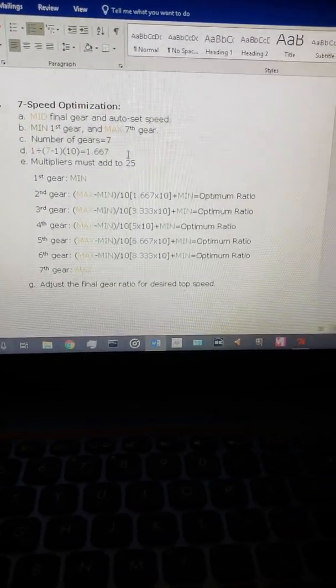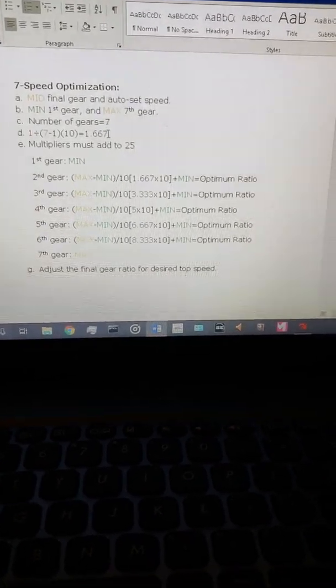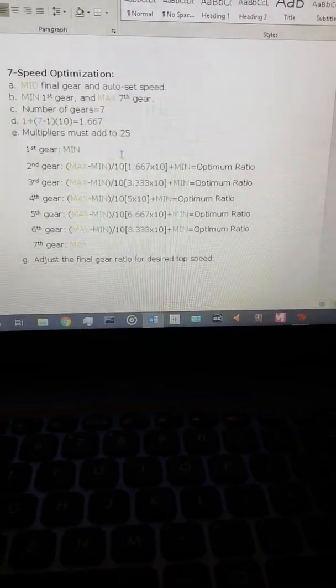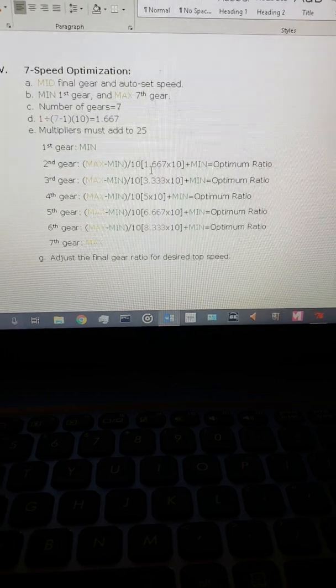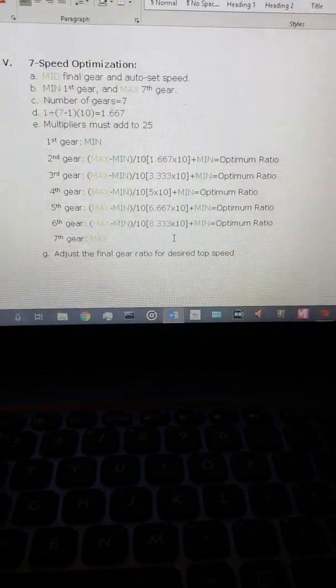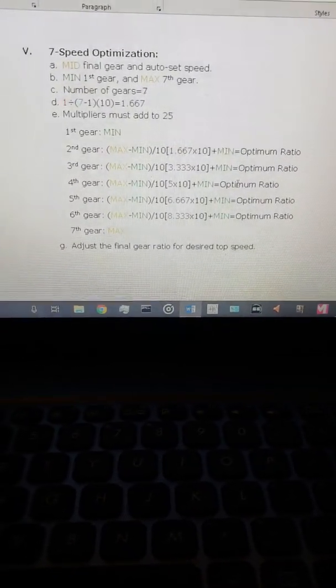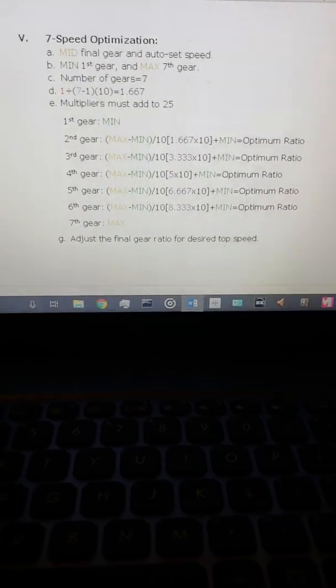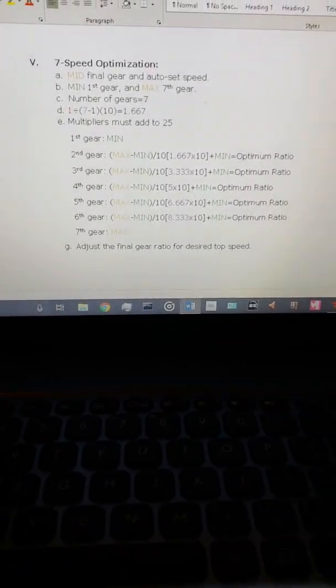Anyway, for a 7-speed, it's the same principle. In this case, the multiplier is a decimal, but do not worry, because I did the math for you already, and these are all your multipliers. And you don't have to worry about plugging it into your calculator over and over again.